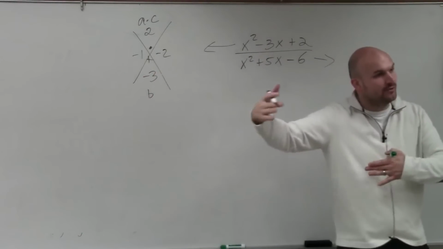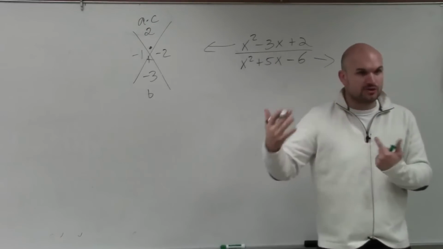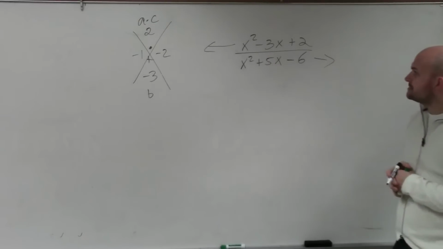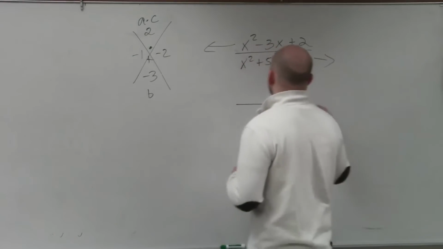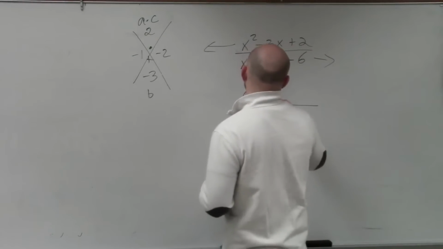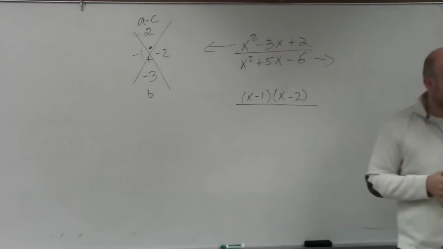If a was not equal to 1, we would use the box or the grouping technique, which we talked about, which I'll go over again later in the class, or at least in my next example. So therefore, I can rewrite this one as x minus 1 times x minus 2. That is the factored form. All right?